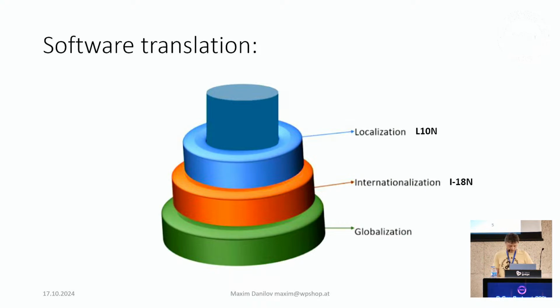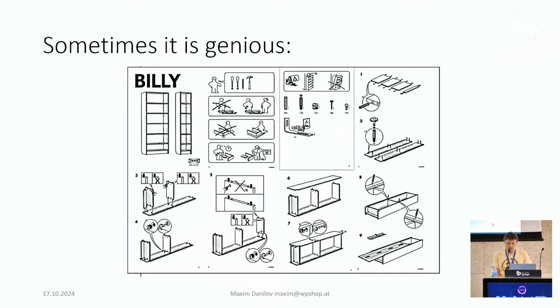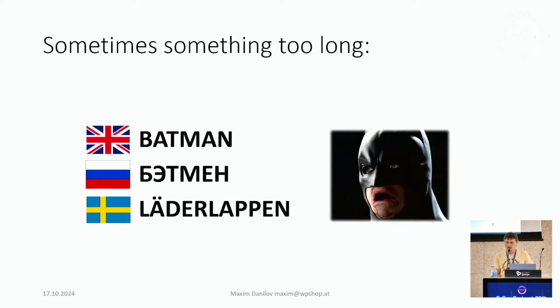And of course, we always speak about translations, and sometimes the created solution is genius. Thank you, IKEA. It's genius, it's clever, and I know this is a really genius idea to create those instructions. But sometimes something goes wrong and something is too long. For example, Batman. And it's really too long.